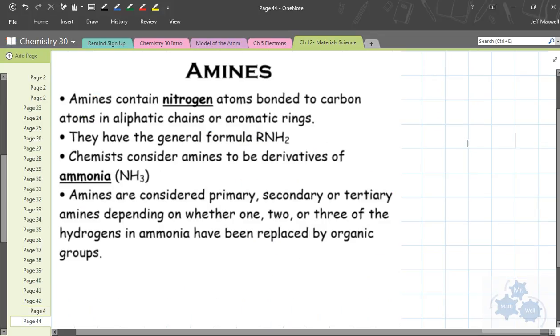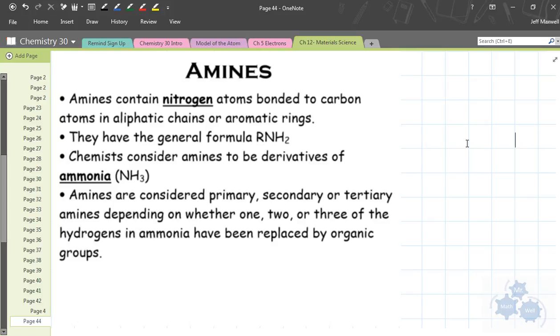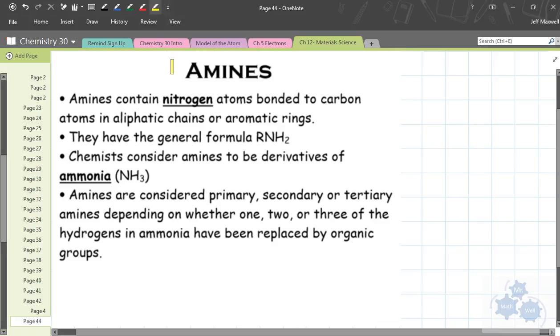The next functional group that we're going to study is called amines. Amines, yes, amines. Alright, so amines contain nitrogen atoms bonded to carbon atoms in aliphatic chains or aromatic rings. Okay, so basically straight chains with nitrogen, or in rings. So the aromatic, remember the aroma type molecules are in circles lots of times. So they have the general formula of R, remember, R is some kind of carbon chain or carbon group, RNH2. Okay, so you've got an N and you've got H2.